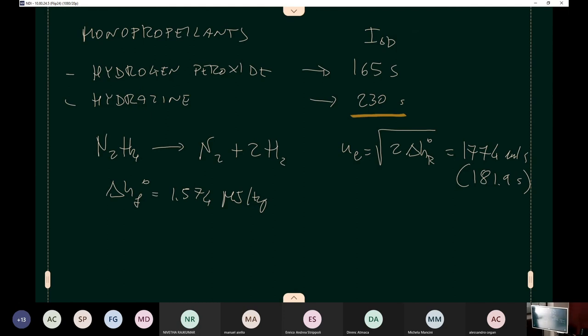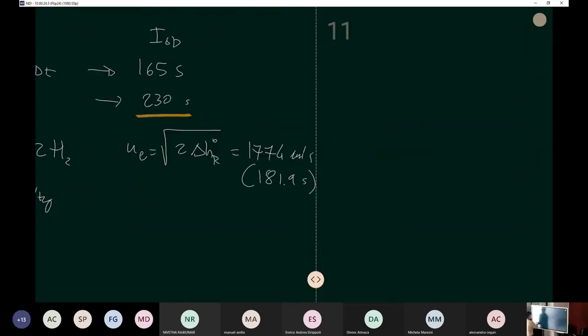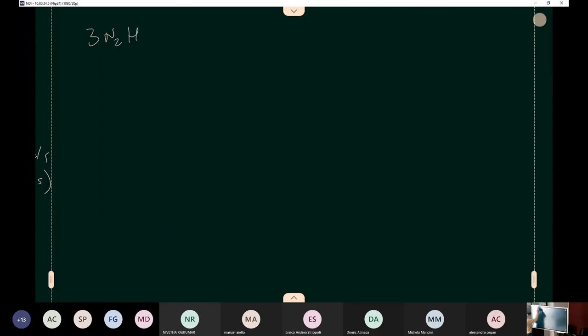And if you consider this step, or only this step, so you don't consider the further decomposition of ammonia, you have this balanced reaction. Let me go to the other page. You have this intermediate reaction where, of course, you have to consider the same enthalpy of formation, but here you have to consider the enthalpy of formation of ammonia, which is 2.72.